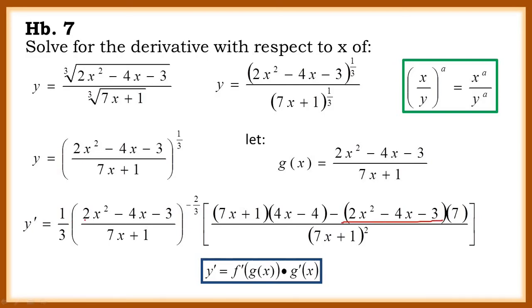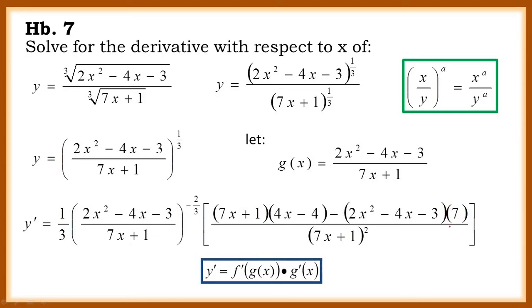Kopyahin si taas, high, times derivative naman nung nasa baba. So, this is 7x plus 1. Derivative of x with respect to x is just 1, kaya 7 times 1, this is equal to 7. Derivative of a constant, 1 is just 0, kaya naiwan si 7.